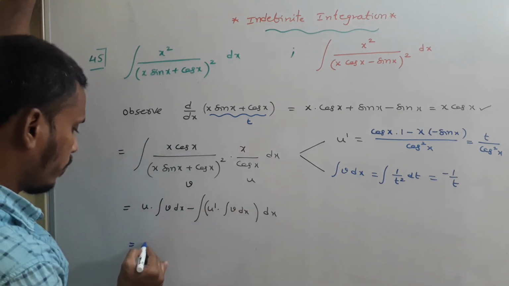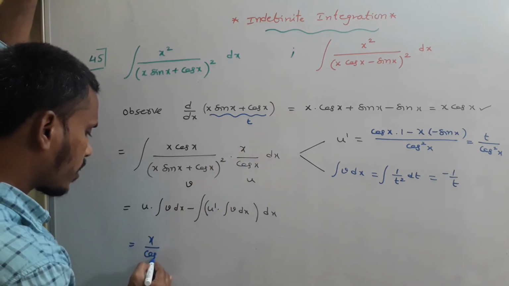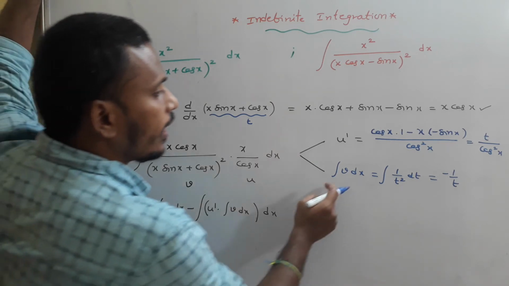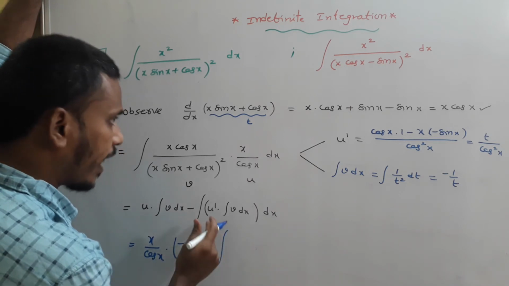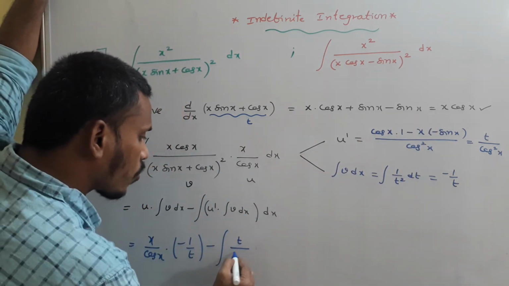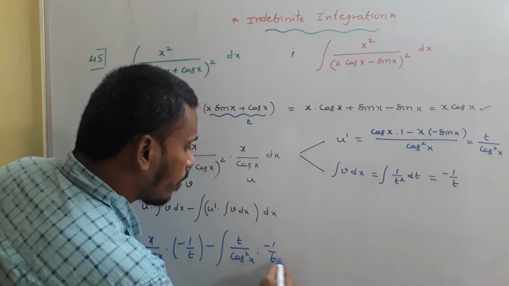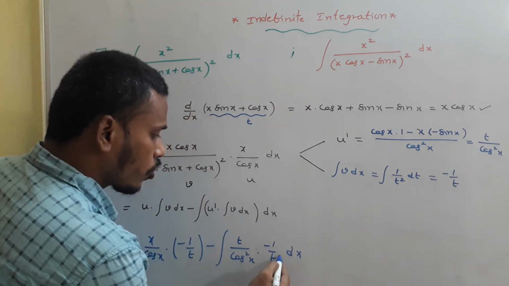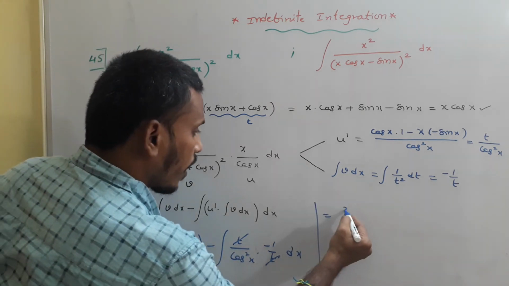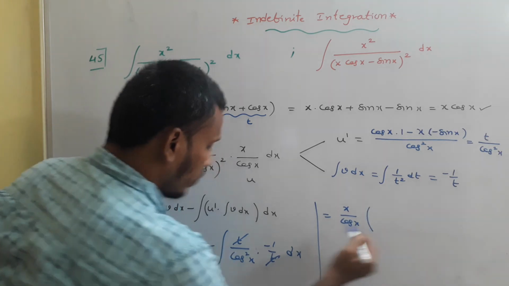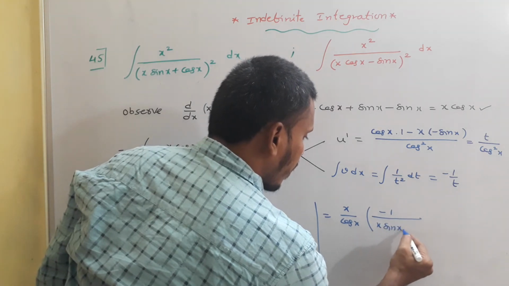And now what is this answer? This equals u into, what is u basically? x by cos x, right? x by cos x into integral of v, which is minus 1 by t, minus integral of u dash, which is t by cos square x, into integral of v, which is minus 1 by t, of dx. This t and t get cancelled. Minus of minus is plus. So this equals x by cos x into minus 1 by t, that means minus 1 by x sin x plus cos x.